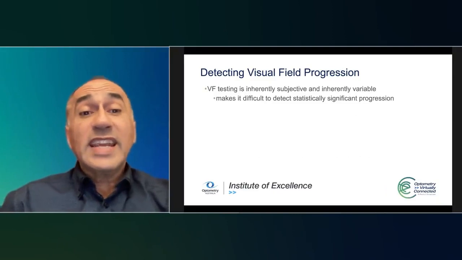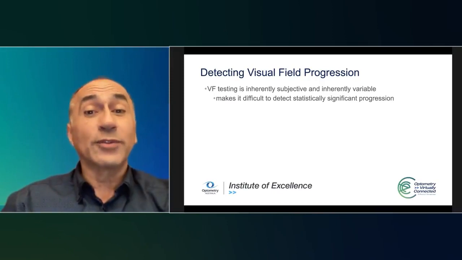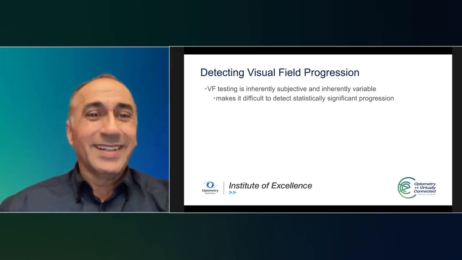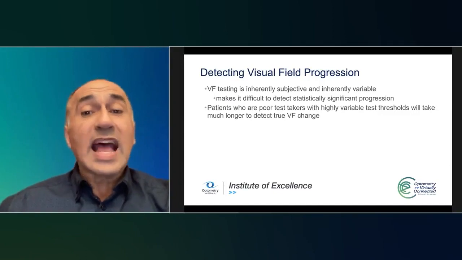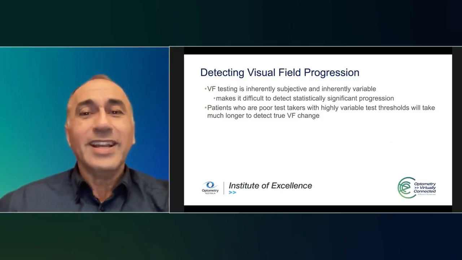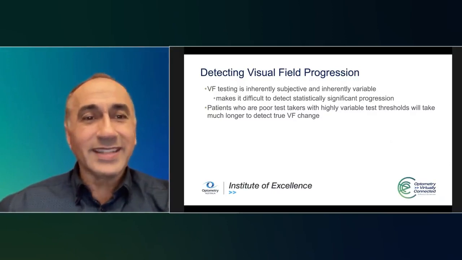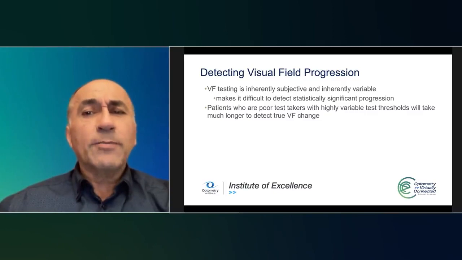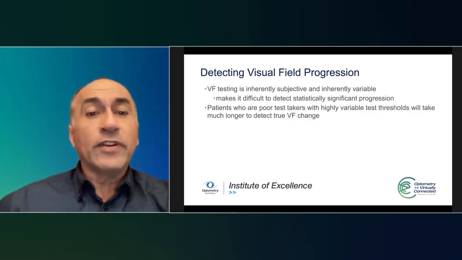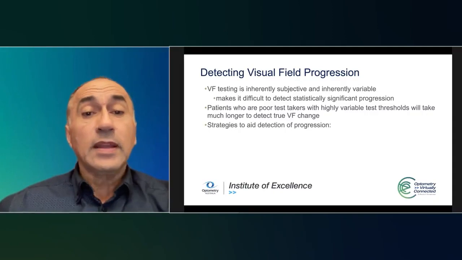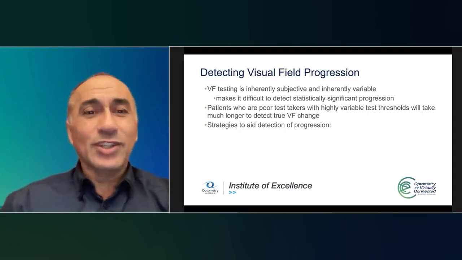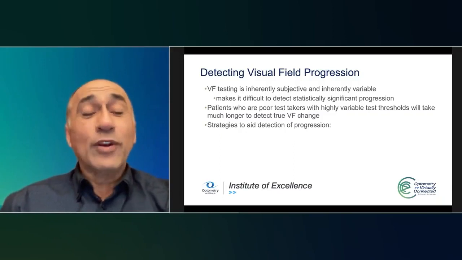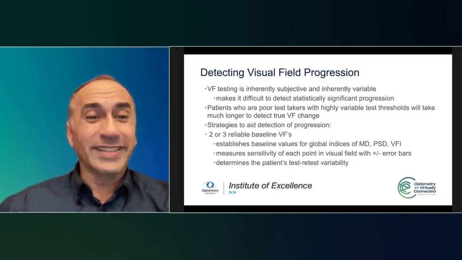As I said, visual field testing is subjective and variable. It makes it difficult to detect glaucoma. It makes it even more difficult to detect progression of glaucoma. Patients who are poor test takers are highly variable. So if you repeat the field test the same day or the next day or a week later, and you get different MD, you get different PSD, you get different threshold at each of the points on the test, it's going to be harder to work out if the patient's truly progressing or if it's their inherent variability as a poor test taker. However, the statisticians and the mathematicians and the visual field researchers have worked out strategies to make our job easier as clinicians.